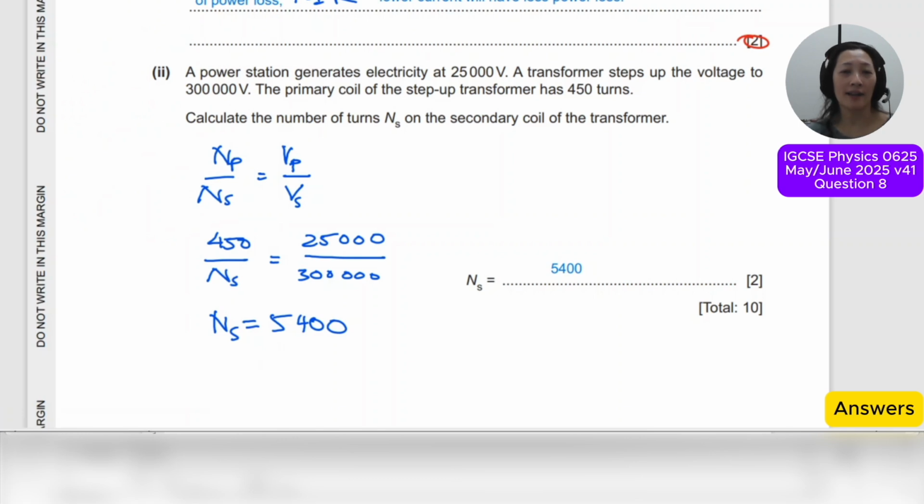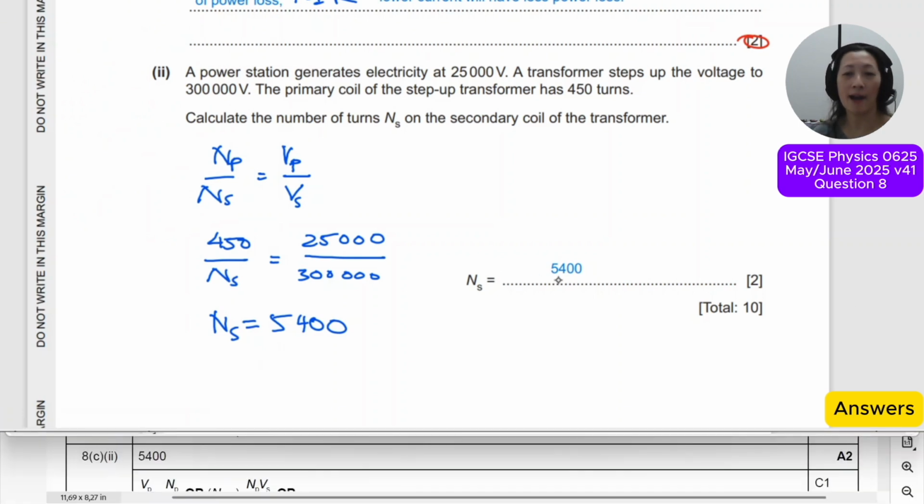So now let's check the answer scheme. Yes, 5,400 is the correct answer. So if you get the correct value, there are no units for number of turns, so no units is necessary. Getting the correct number will score us 2 marks. But remember, we always want to write the working just in case we make any calculation errors.